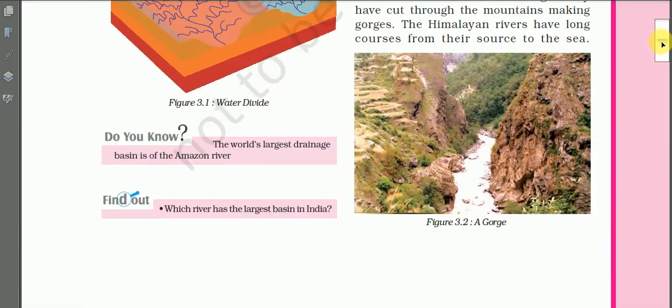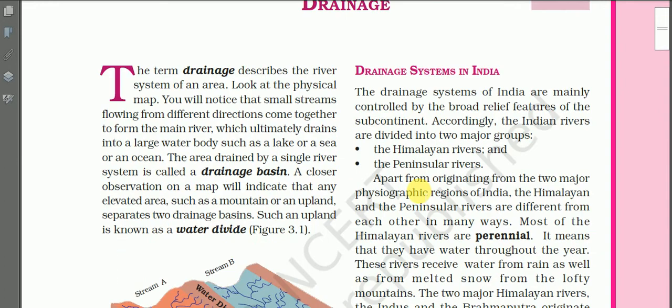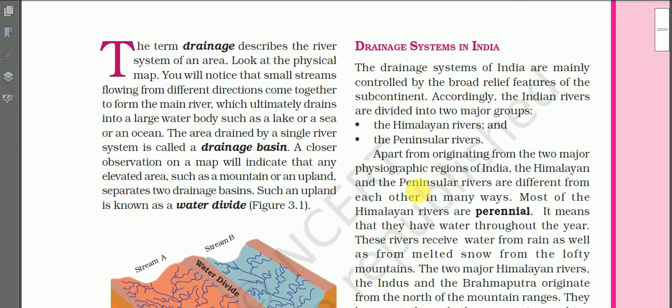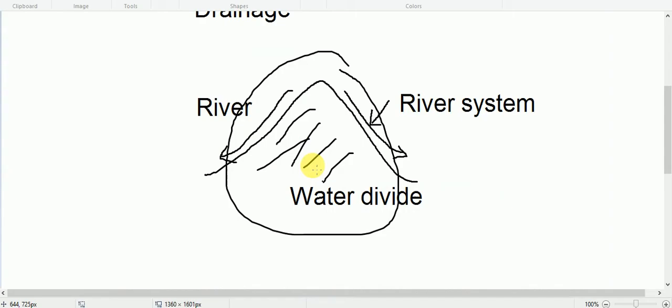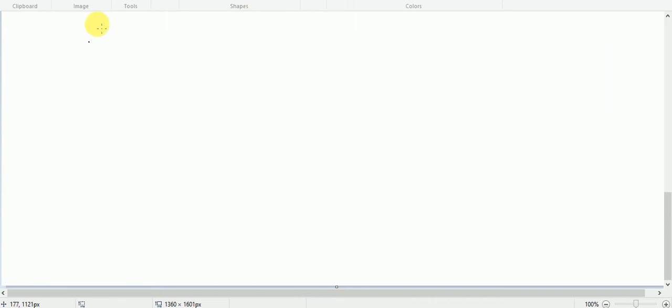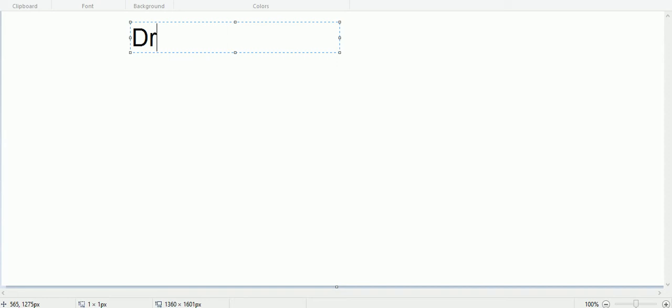Again, let us go back to the text. It says, if you are using the old edition textbook, you will find four types of drainage pattern. Four types of drainage pattern. What do you mean by drainage pattern? Four types of drainage pattern you will see.